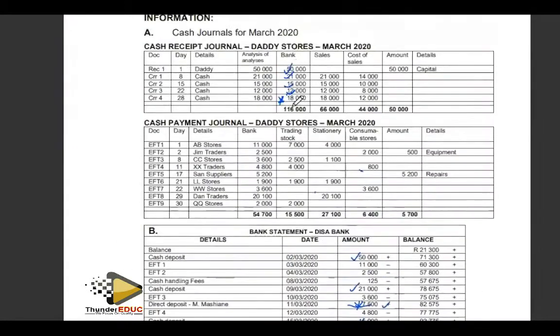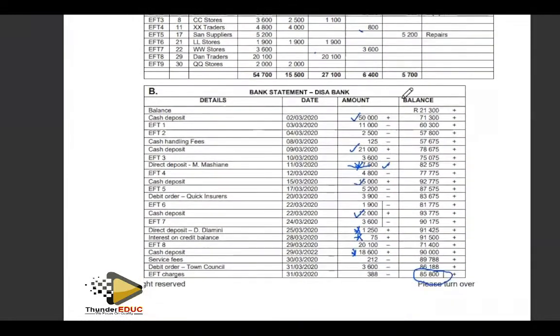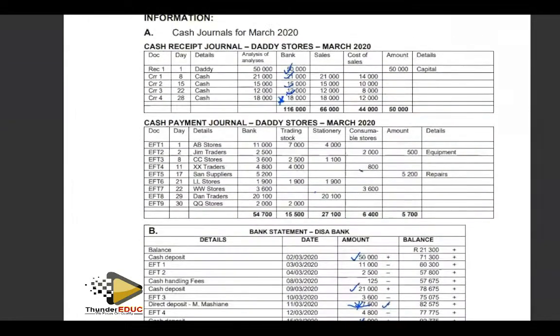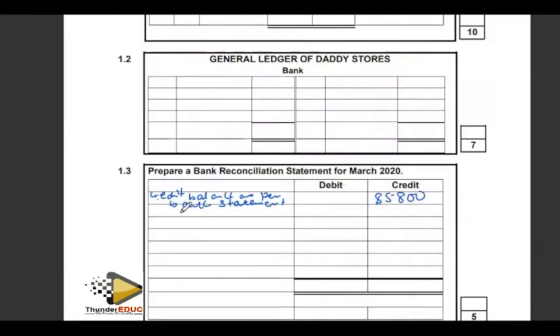So this item, we are going to put it where? Remember, our customer gave us money, but the bank never recognized that payment. They never recorded it, so we have to record it now. And how much was it? 18,000. So we go to the bank reconciliation statement, and we record it there.